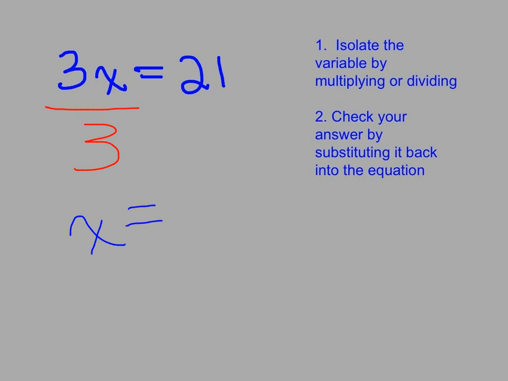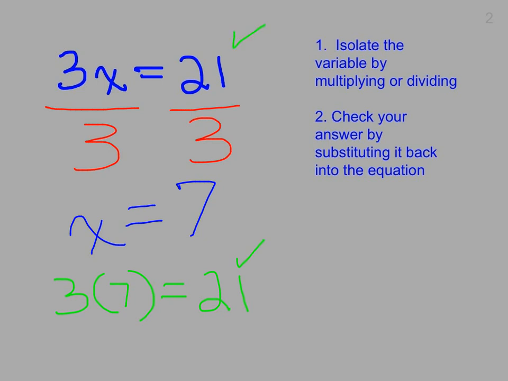But in an equation, whatever you do to one side of the equal sign, you must do to the other side to keep it balanced. So I also must divide the other side by 3, and 21 divided by 3 is 7. I have my solution, x equals 7, and now I want to check my work. So I'm going to multiply 3 times x, and since x is 7, I'm going to multiply 3 times 7. That's 21, and that checks out because that's my answer up above.